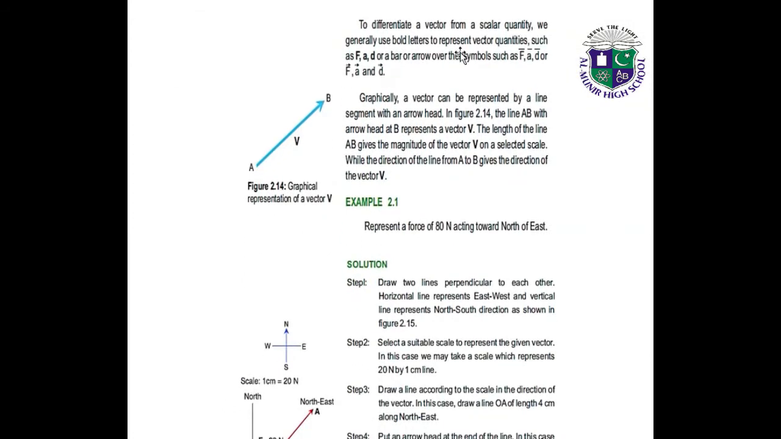To differentiate a vector from a scalar quantity, we generally use bold letters to represent vector quantities such as F, A, and D, or a bar or arrow over their symbols like this. Graphically, a vector can be represented by a line segment with an arrow. The line AB with arrowhead at B represents a vector V. The length of the line AB gives the magnitude of the vector V on a selected scale.